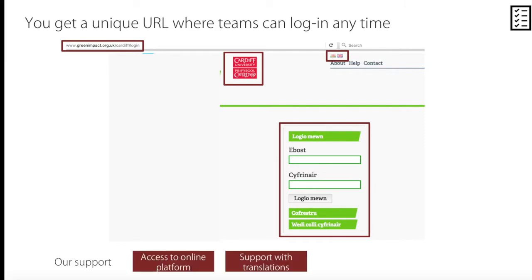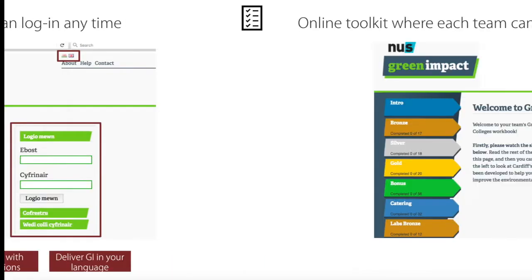And so our support with that is the access to the online platform, supporting with the translations of the different toolkits, and then also to deliver Green Impact in your own language, or the language of your country. In Germany this year, we can already run Green Impact in German, but this year we will run Green Impact in English in Dutch universities. We were looking at doing that also in Dutch from 2018-19, and that's simply because I still need to refresh my Dutch skills. And I'm in the process of doing that.